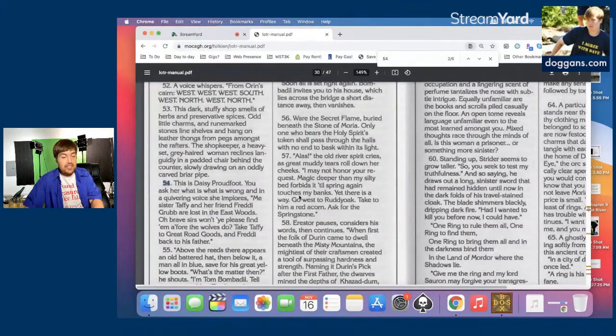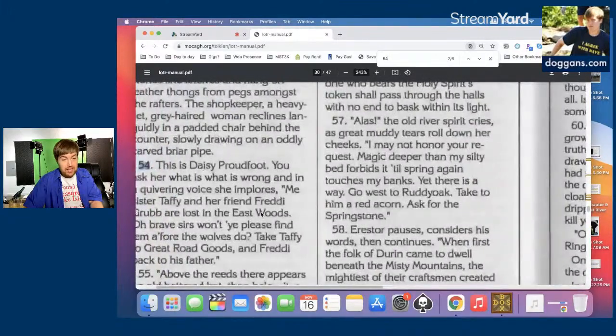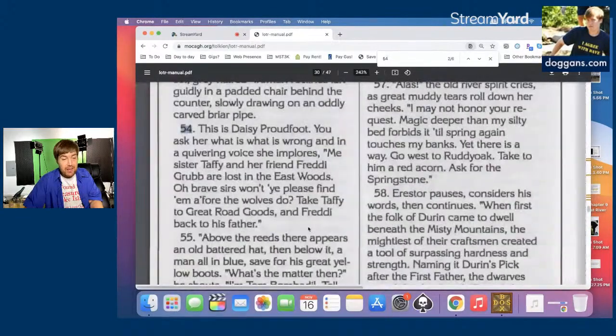This is Daisy Proudfoot. You ask her what is wrong, and in a quivering voice she implores, "Me sister Taffy and a friend Freddy Grubb are lost in the East Woods. Oh, brave sirs, won't you please find them before the wolves do? Take Taffy to Great Road Goods and Freddy back to his father."